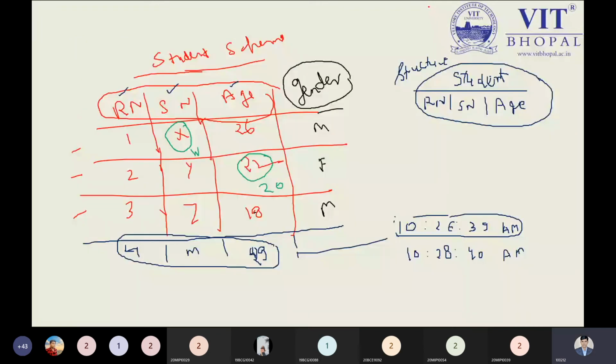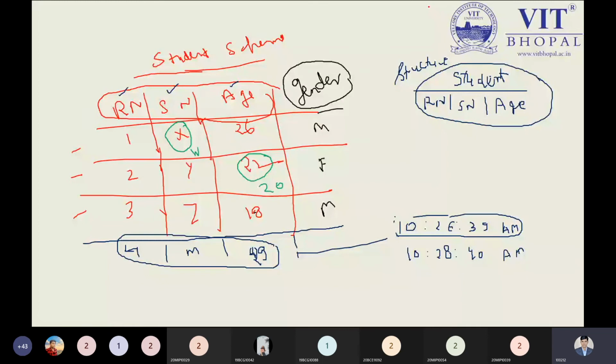Are you able to see this slide where I have mentioned the student schema? Yes, sir. Previously, as I told you, my dear students, I created a student database which contains three important attributes: roll number, student name, and age. But now I found that gender should also be there, so I'm going to add something.